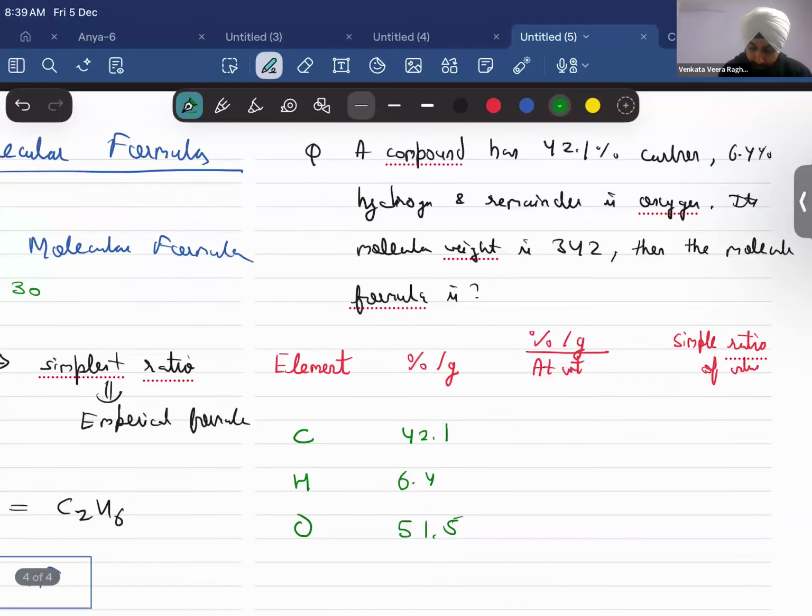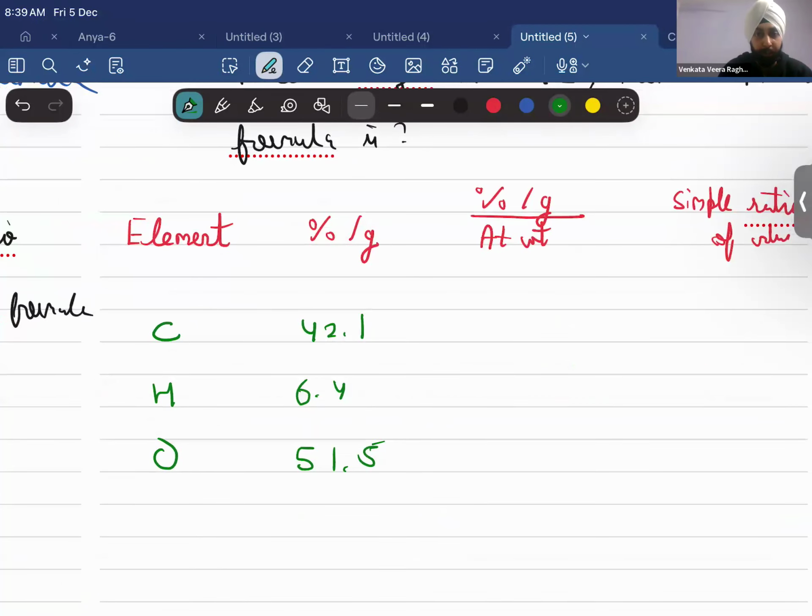Then I have to divide each of them by their atomic weights. So, sir, 42.1 divided by the atomic weight of carbon, which is 12. Then 6.4 divided by 1. Then 51.5 divided by 16. Solve these values quickly. What are you getting?